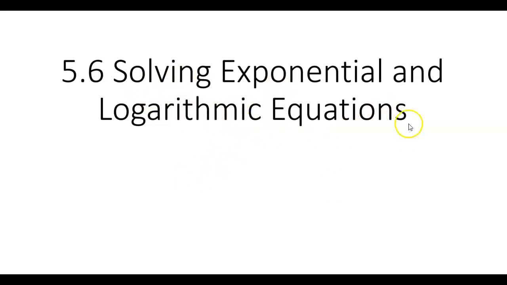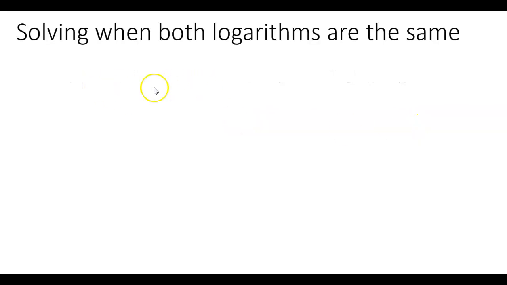This is solving exponential and logarithmic equations, like we just said. So, solving when both logarithms are the same. If you remember back to when we talked about exponential equations, if we had the same base on each side, then we could set the exponents equal to each other. Well, we can do a very similar thing with logarithms.